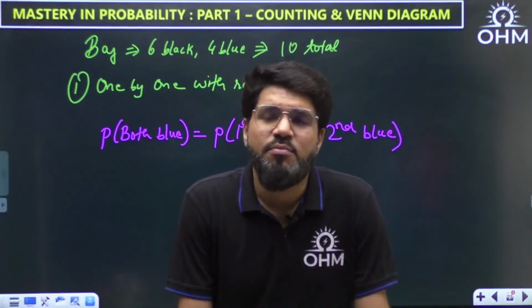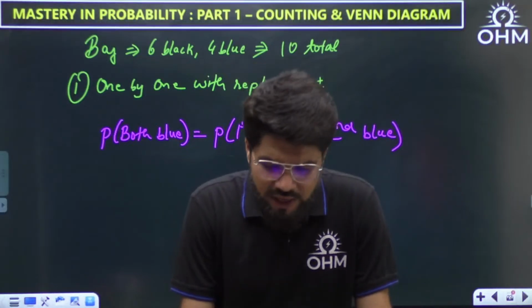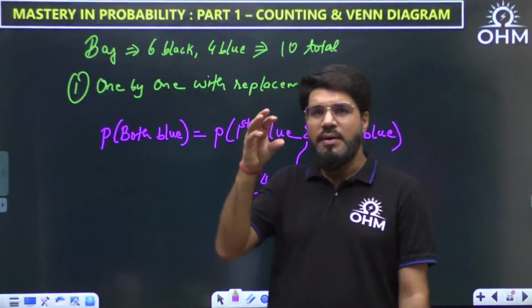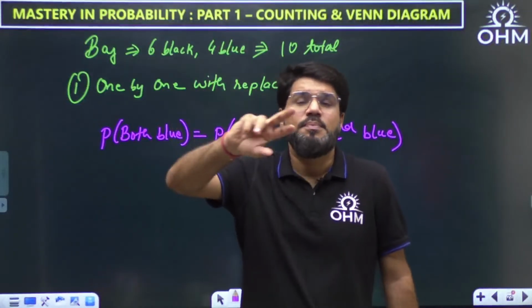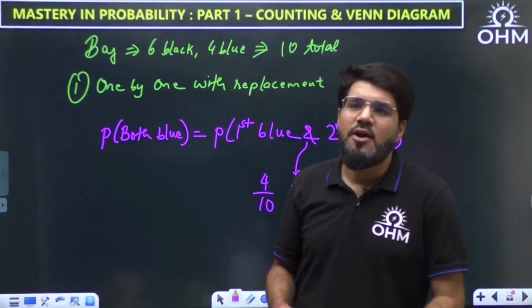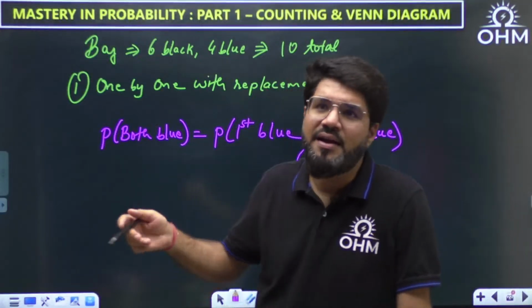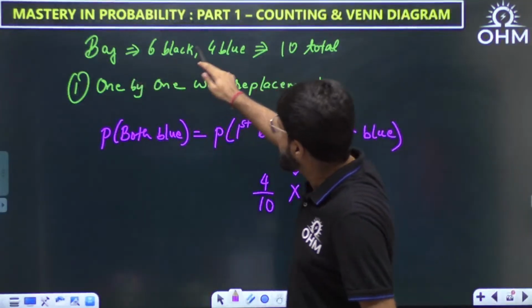Now see, second blue, one by one with replacement. So whatever is the first ball you noted, maybe it is blue or not, you took the first ball, but you replaced it back into the bag. Now because it is replaced back into the bag, what is there in the bag? Again 6 black and 4 blue.